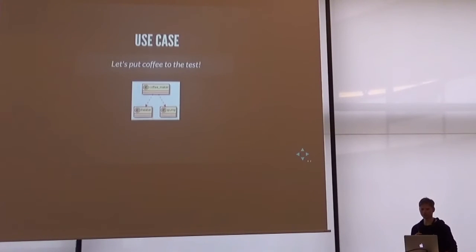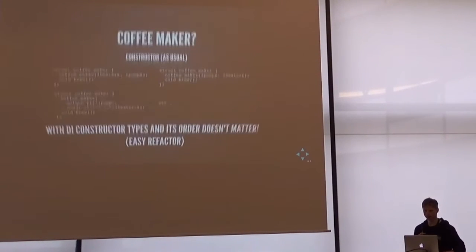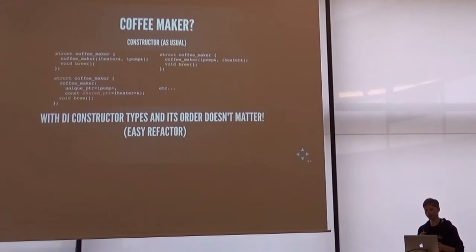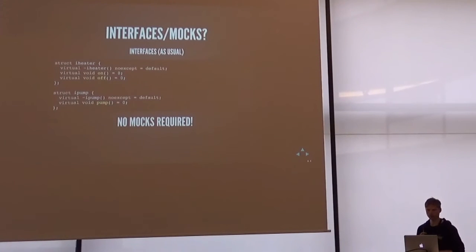Okay, TDD. So let's put coffee to the test. How can we do that? We create the coffee, we brew, and then we verify the object. That's all the stuff we have to do. We don't really have to create any mocks or anything like that. As I said, if it comes to constructors, we just write it as usual. DI will just take care of everything. So if you refactor it afterwards, doesn't really matter. No changes in the test. Mocks, as I said, we just fake them. It will be done for us.